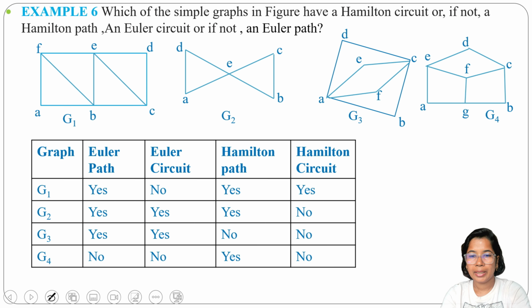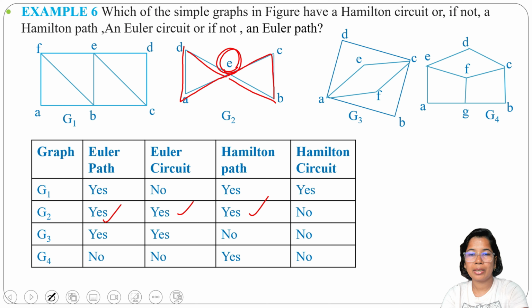Next, graph 2. In graph 2, all vertex degrees are even. Euler path and Euler circuit both exist. Suppose you start from A, E, C, B, then E, D, A. The Euler circuit exists, and even an Euler path exists. Now a Hamilton path: suppose you start from D, A, E, C, B. A Hamilton path exists. For a Hamilton circuit, we are visiting E 2 times, then going to D. So that is not possible. We must visit every vertex exactly once. So a Hamilton circuit doesn't exist. In G2, an Euler path, Euler circuit and Hamilton path exist, but not a Hamilton circuit.